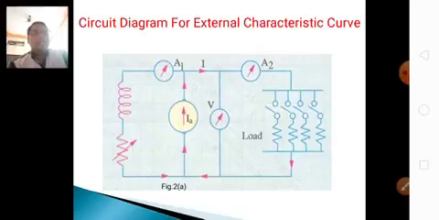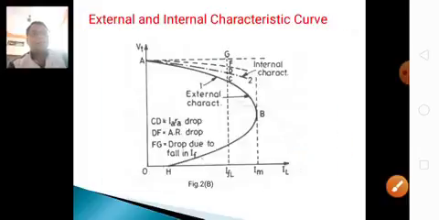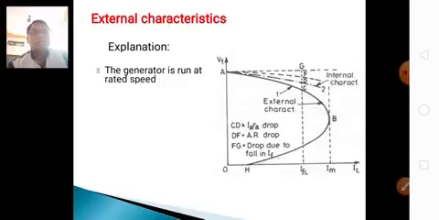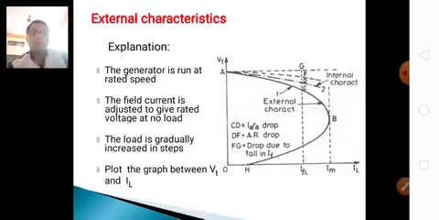This is the circuit diagram for the external characteristics. These are the different loads. This is the external characteristic curve of the DC shunt generator. The generator is run at rated speed, so the external characteristics mainly depend on the speed. The field current is adjusted to give rated voltage at no load. The load is gradually increased in steps. Plot the graph between the terminal voltage V and IL.